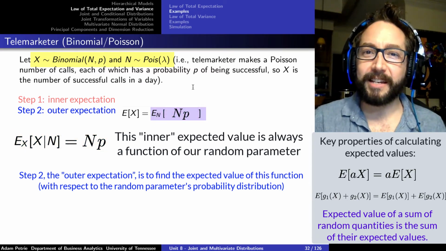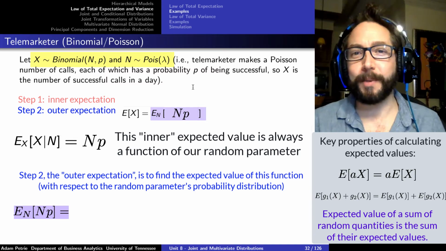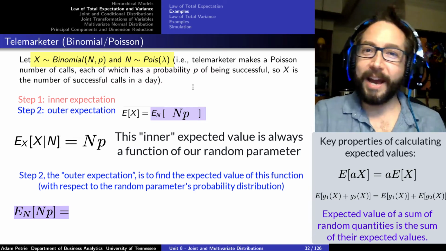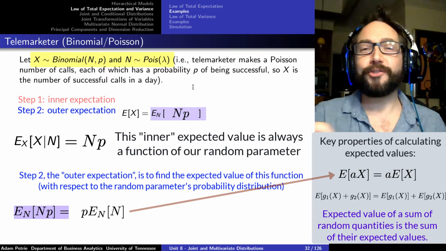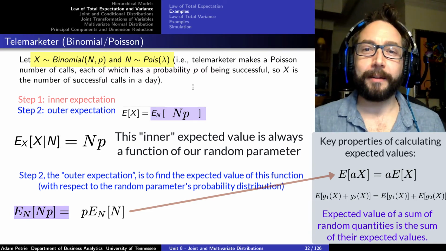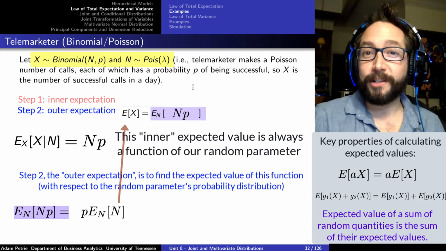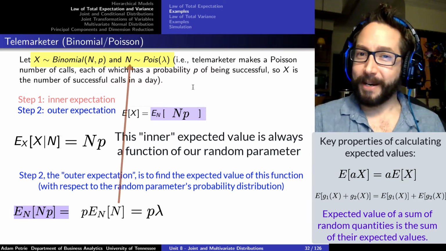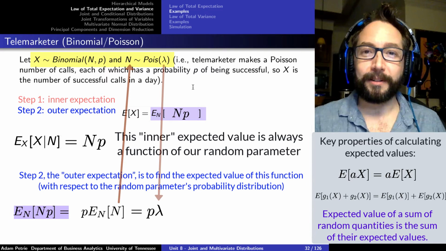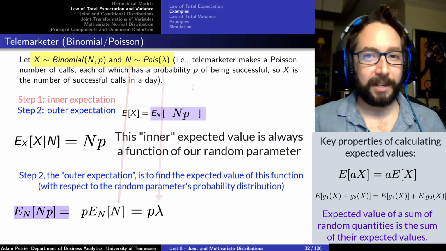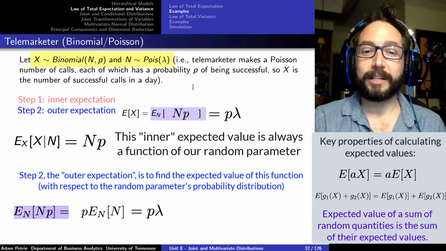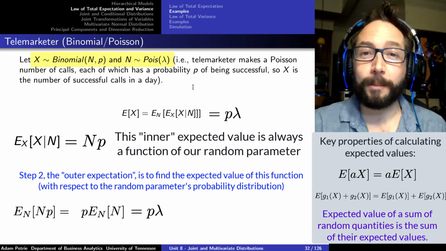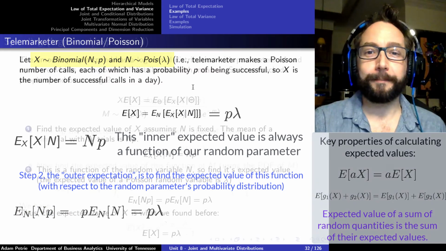Well, in this case, the expected value of capital N times p. P is just a number. I can pull that out in front of the expectation. So the expected value of n times p is just p times the expected value of n. Well, n had a Poisson distribution with parameter lambda. The expected value of a Poisson is its parameter, lambda here. So the expected value of n is just going to be lambda. Therefore, I have found the expected value of x by itself with the law of total expectation. The expected value for the number of sales is just p times lambda.